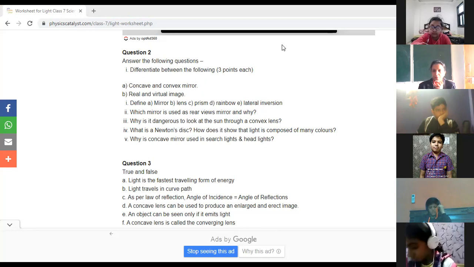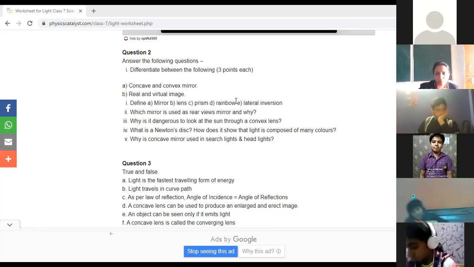Yes, Mahi. Mom, please repeat the question. Beta, this question B part we are doing. You need to write down the definitions. Lens. Yes, Vedika. You may give the answer for lens.